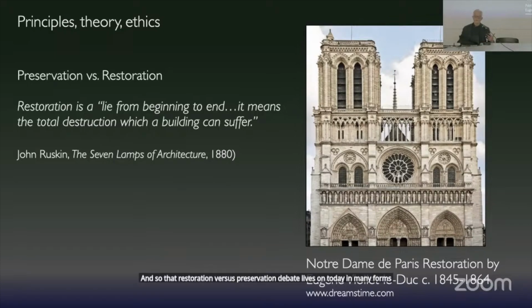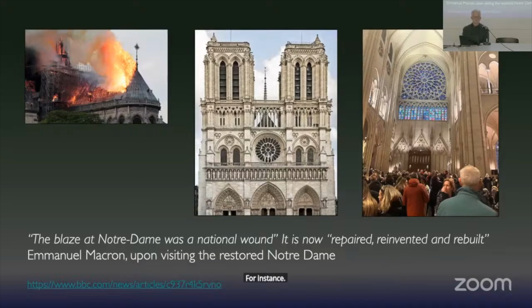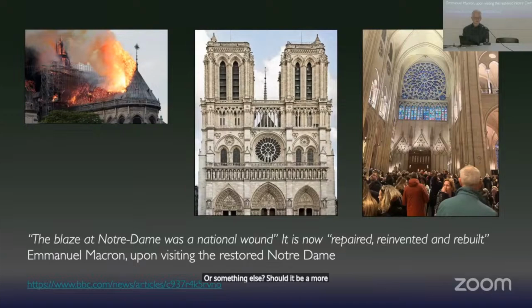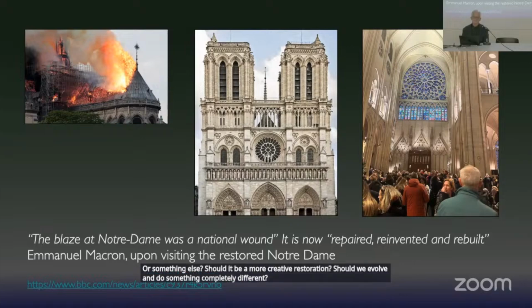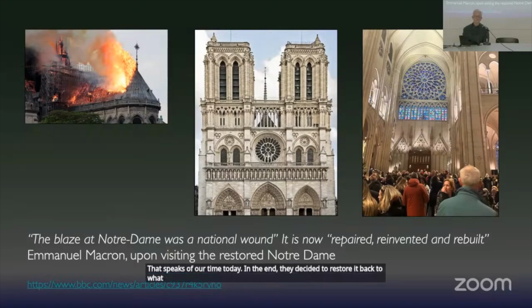And that's why I'm pointing it out now, because I think it's a real fundamental debate that we still have over many of the conservation projects that we do. For instance, when Notre Dame burned recently, there was a big debate on whether to return it to Viollet-le-Duc's image of what Gothic architecture should look like, or something else. Should it be a more creative restoration? Should we evolve and do something completely different that speaks of our time today? In the end, they decided to restore it back to what Viollet-le-Duc had restored it to.